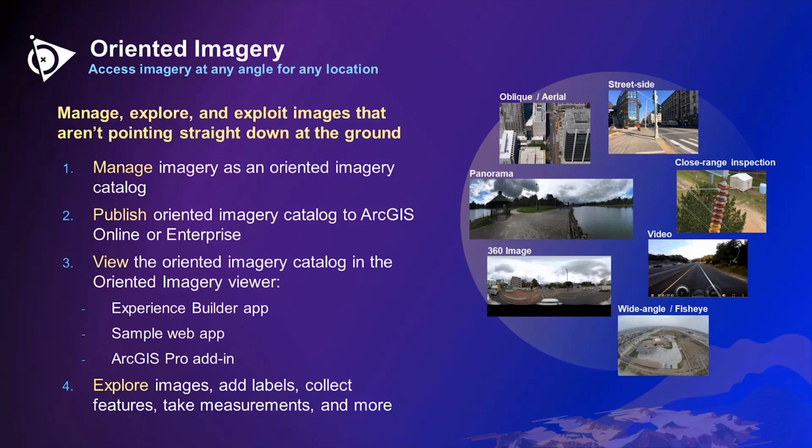The basic Oriented Imagery workflow is fairly simple. Once you've gathered your imagery, you'll need to manage it as an Oriented Imagery catalog. Once you've published the Oriented Imagery catalog to ArcGIS Online or ArcGIS Enterprise, it can then be loaded into a compatible client, like an Experience Builder app with the Oriented Imagery Widget, or you can click a point on the map to bring up images of that point in the Oriented Imagery viewer to explore.